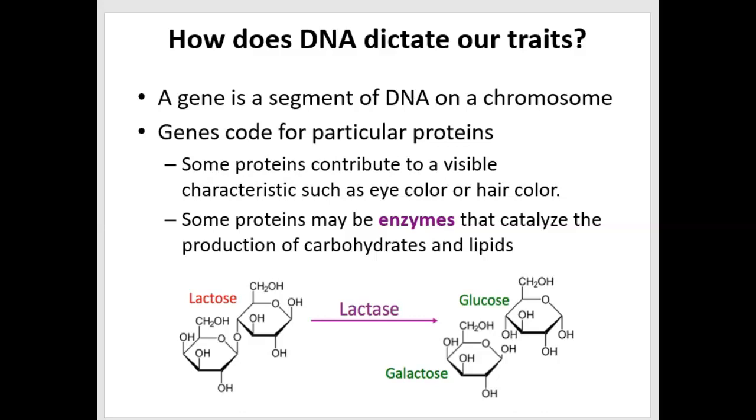Some proteins instead contribute to a visible characteristic, such as eye color or hair color. Other proteins are enzymes. These enzymes catalyze the production of other types of organic molecules, such as carbohydrates and lipids. For example, shown here, DNA would code for the enzyme lactase, which transforms lactose into glucose and galactose.